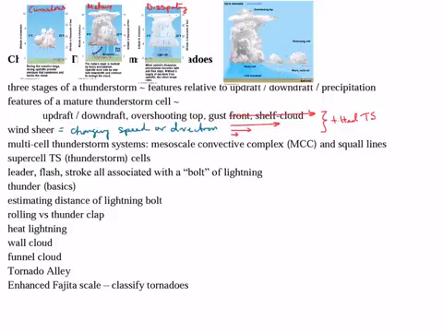Wind shear, and I think I misspelled this, I think it's S-H-E-A-R. Wind shear we said is basically as you go up in elevation, it's changing speed and or direction. With regard to thunderstorms, wind shear will give you tilted thunderstorms. The tilted thunderstorms then allow the updraft and downdraft to stay away from each other, so it allows the storm to last longer and be stronger.